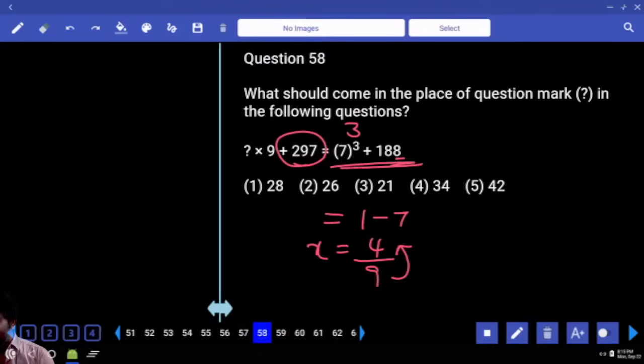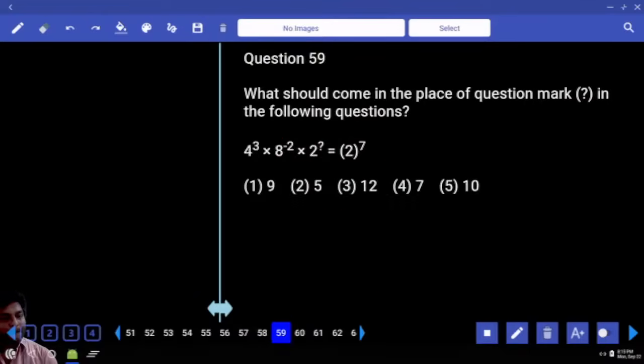Only last digit base. You understand? This can be written as, or else direct also, 4 cube. 4 cube. 8 square. 8 power minus 2 in the sense 1 by 64 only. 64 gets cancelled. 2 power x is equal to 2 power 7. X is equal to, that's all.